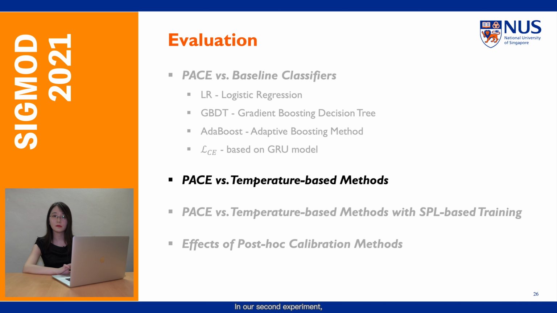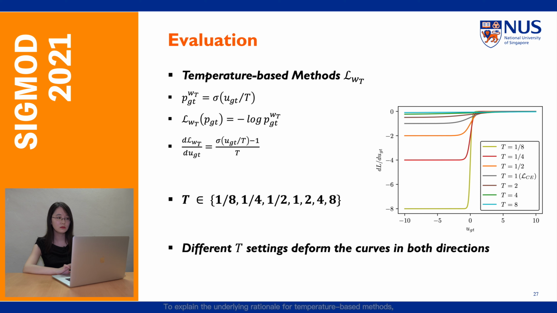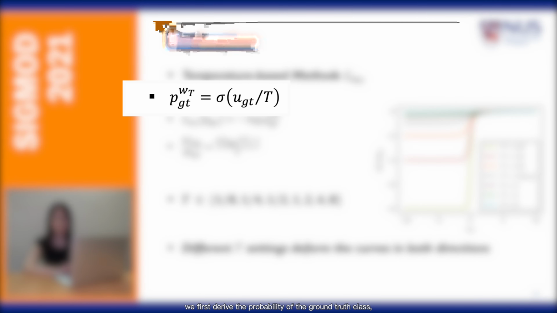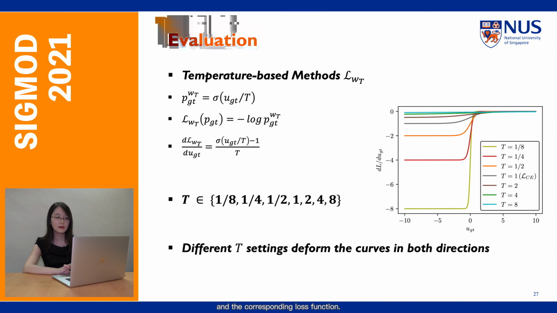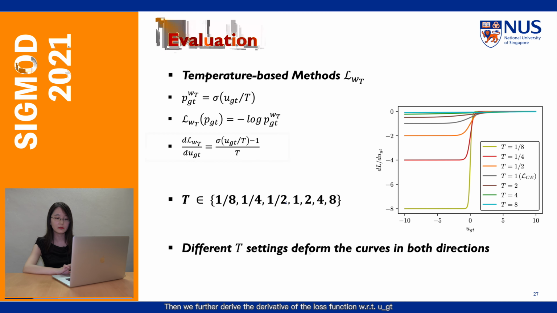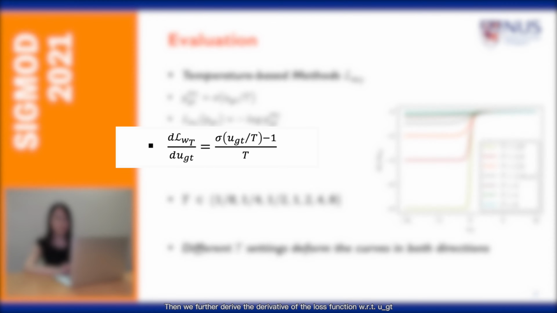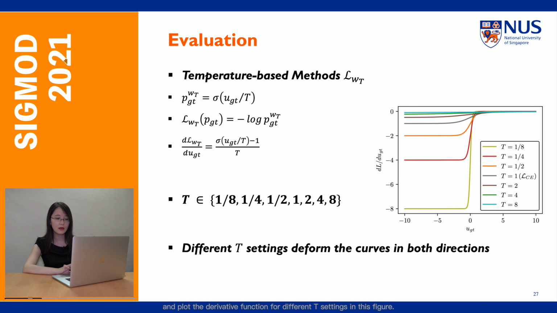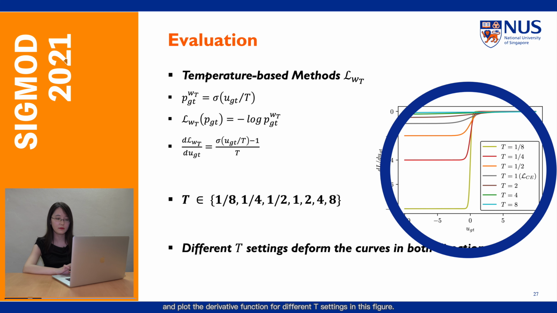In our second experiment, we compare PACE with temperature-based methods, which also revise the derivative function. To explain the underlying rationale for temperature-based methods, we first derive the probability of the ground truth class and the corresponding loss function. Then, we further derive the derivative of the loss function with regard to UGT and plot the derivative function for different t settings in this figure.